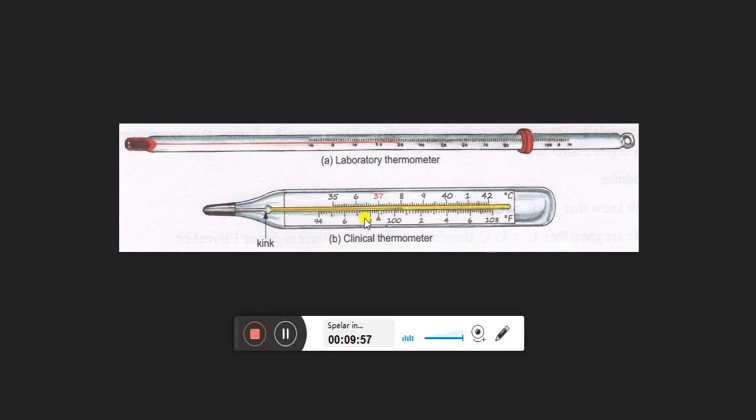But here we need to measure the temperature of the body, and the mercury should not come back at once. That's why the kink is present. Another thing, the length of this laboratory thermometer is also bigger in comparison to the clinical thermometer, because the range here is increasing, -10 to 110. That will be the range in the laboratory thermometer. Now we will study the differences.